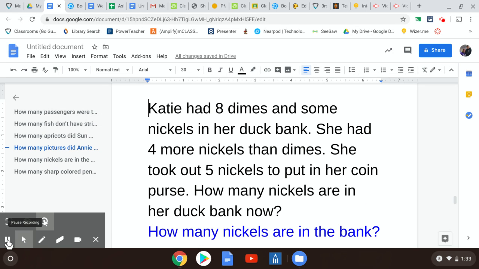Okay, next problem. Katie had 8 dimes and some nickels in her duck bank. She had 4 more nickels than dimes. She took out 5 nickels to put in her coin purse. How many nickels are in her duck bank now?